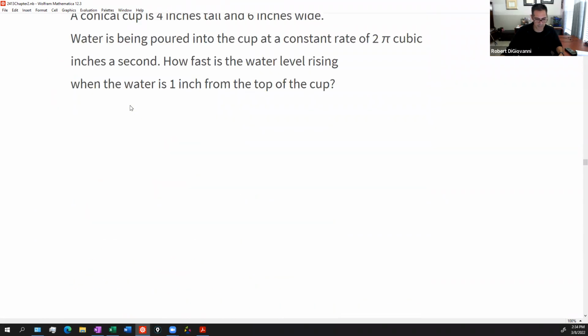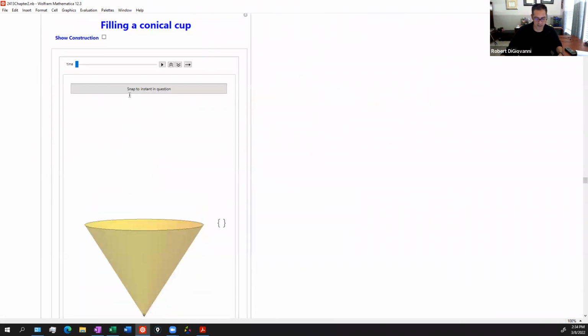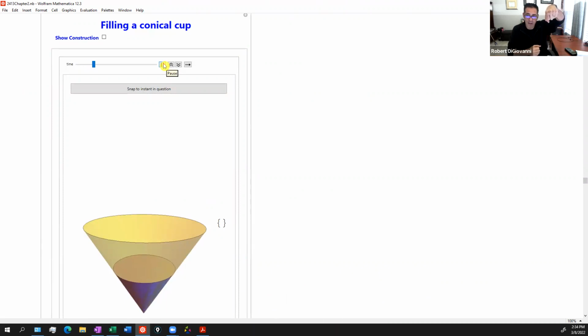Let me see. This is one of my favorites. This is a classic calculus problem. You have a cup, okay? We start pouring liquid into this cup at a constant rate. So we start filling this with water. The water comes up really fast in the beginning, but because the cone spreads out, if we keep pouring, it's going to come up slower and slower and slower. So we'd like to know at a specific instant how fast the water level is rising.